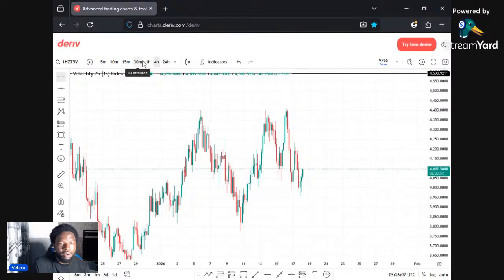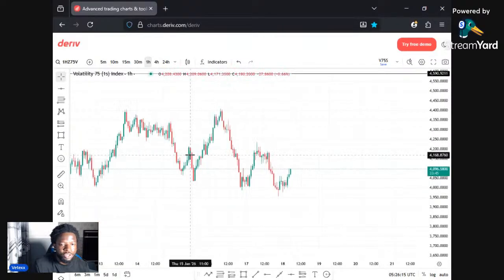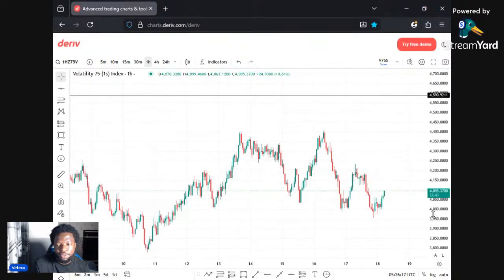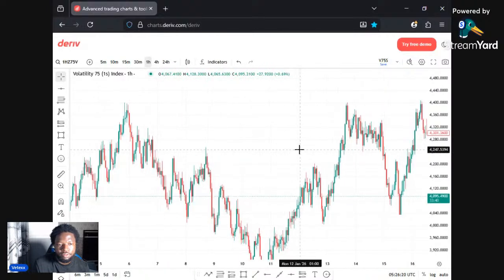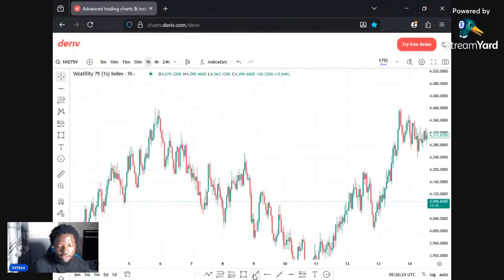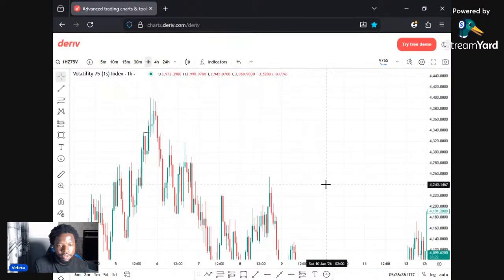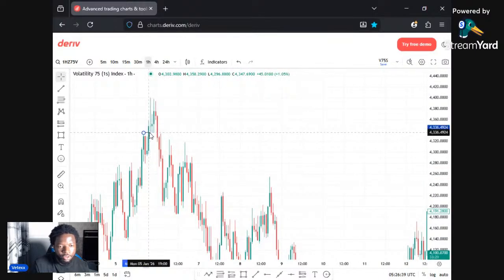Looking at this, we can't see anything clearly on the 4 hour. So we'll go down to the 1 hour time frame to check if we'll see something better. And yes, we found something. Okay, we have our sweep of liquidity here. There's a sweep of liquidity around here. I hope you all can see clearly. There's a sweep of liquidity around here. It's tiny, but it's still valid.